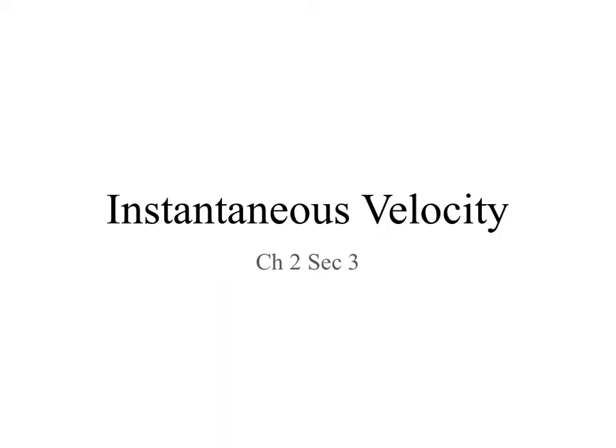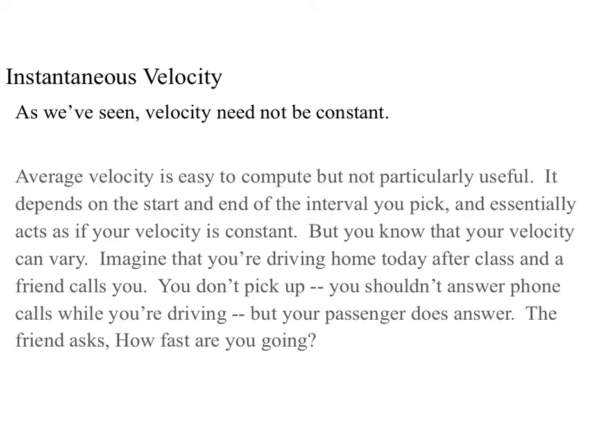The reason that goes that way is that the computer is taking the amount of stuff left to download and dividing by your current download rate, which of course varies from moment to moment. And so the time left will vary from moment to moment. In physics, this will represent itself through things like instantaneous velocity. As we've seen, velocity need not be constant. Sort of duh. Average velocity is easy to compute, but it's not particularly useful.